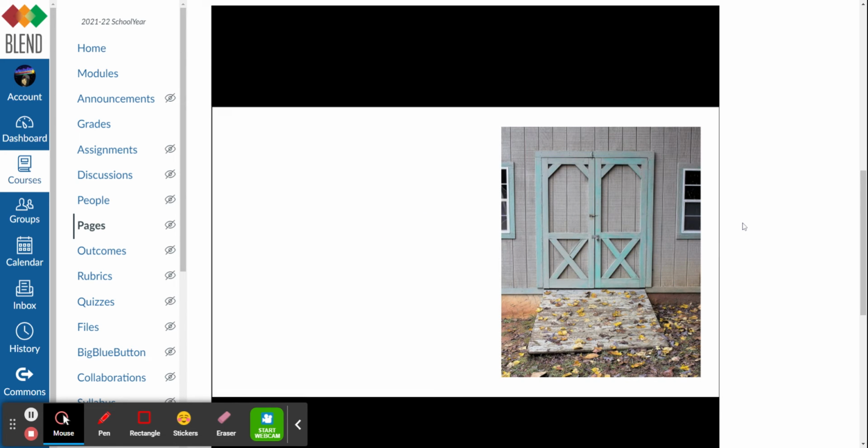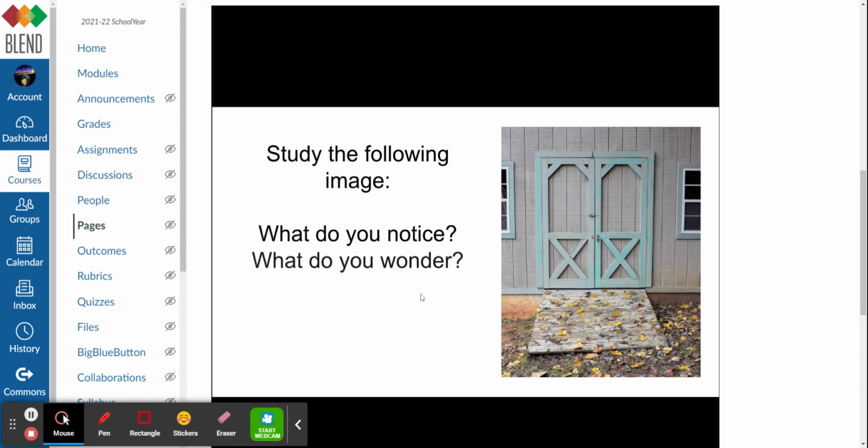So there's a barn door. See a lot of shapes. See a lot of polygons. Let's see what they ask. Study the following image. What do you notice? What do you wonder? What shapes do you see? All right, so see if you can find at least three different shapes.